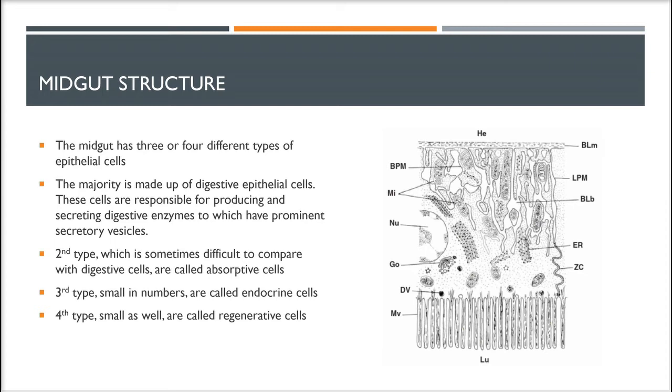The third type is named endocrine cells. It is said that these endocrine cells produce several peptides, but there is no information on what these peptides do. More research needs to be made in this area of entomology. The last and fourth type of cell is named regenerative cells. These cells are undifferentiated cells which differentiate to replace midgut cells that are sloughed off.